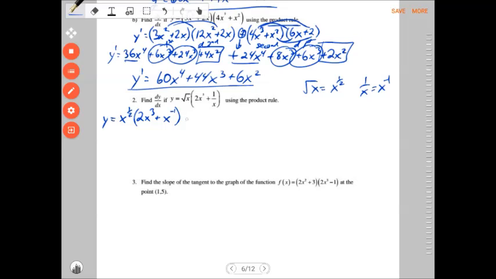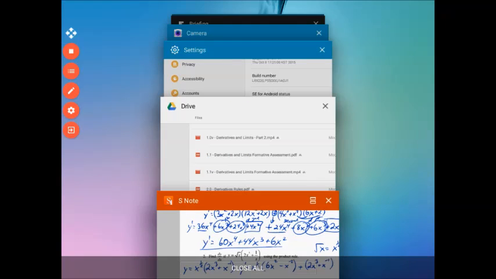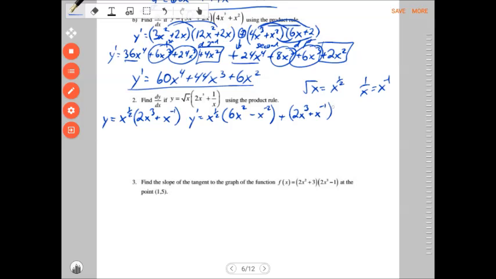All right, so if I want y prime then, that's going to be first times the derivative of the second. So that's going to be 6x squared. And that -1 comes down, so that's going to be negative, and -1, but we won't write the 1. So negative x to the -2. Plus, so first times the derivative of the second plus second times the derivative of the first, so 2x cubed plus x to the -1.